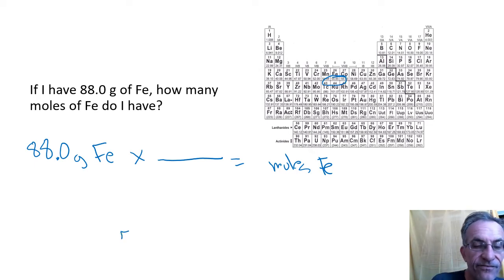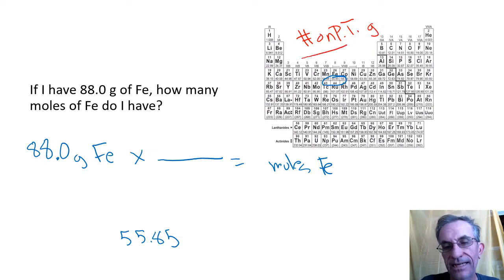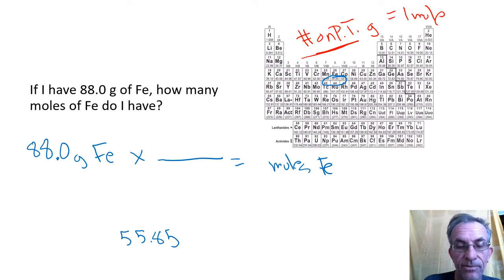55.85, whatever it says on the periodic table, I promise this is always true. The number on the periodic table is always how many grams it takes to have 1 mole. So next to the number off the periodic table, the unit that goes with that number, the 55.85, is grams. 55.85 grams is 1 mole.